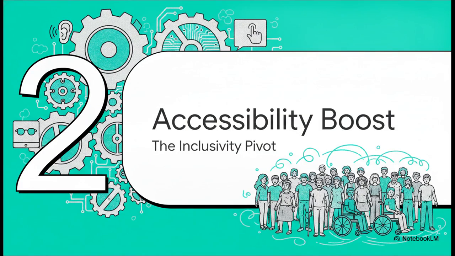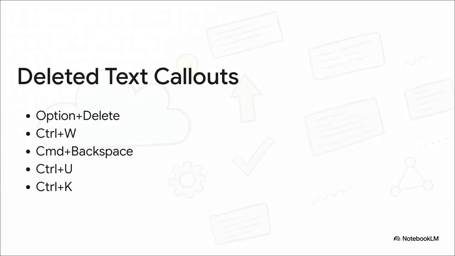Section 2. Real investment in accessibility. The inclusivity pivot. I actually want to slow down for a second right here, because updates like this really show a tool's maturity. When software takes accessibility seriously, it means they're building for everyone. If you use Claude Code with a screen reader, this release brings incredibly meaningful changes.